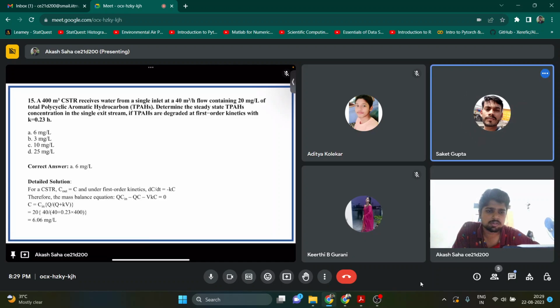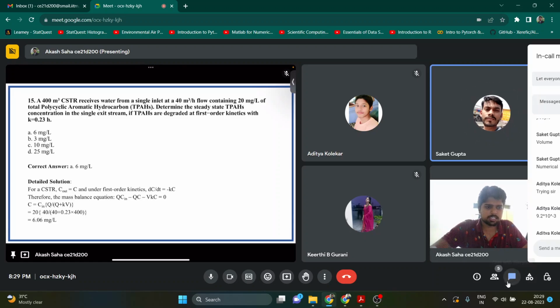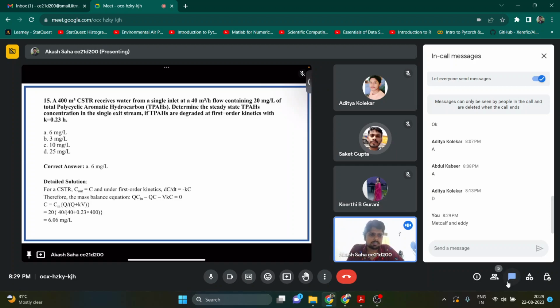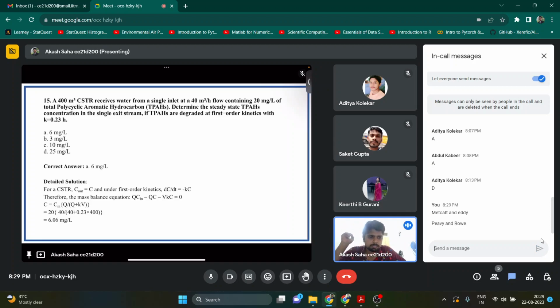Sorry, what is the name of the book? I will write it in the chat box. Yes, Sir. Metcalf and Eddy, this is one of the standard books. You will get the e-copy also online. Or you can try PV and Rowe, which is a bit easier version, not much in detail, but for basics it is okay. PV and Rowe is also another writer, so you can see this book.